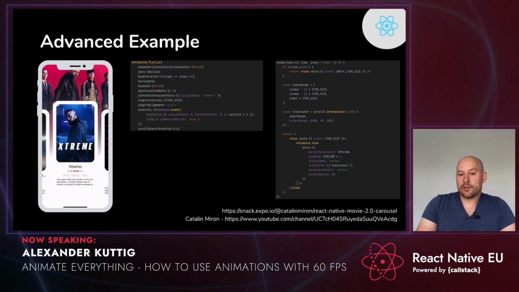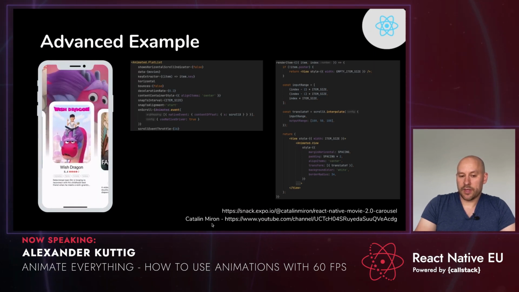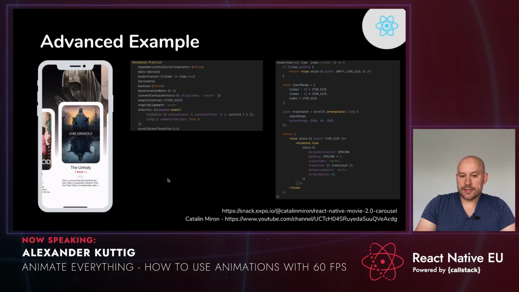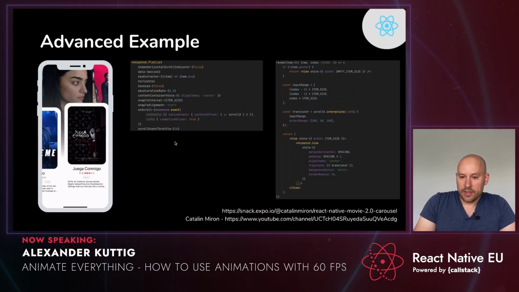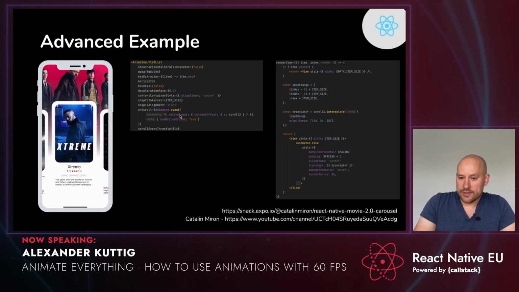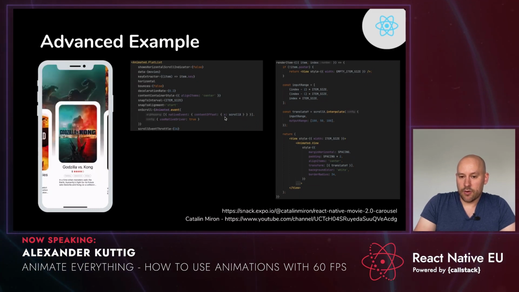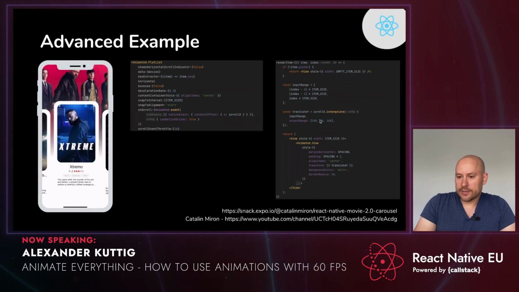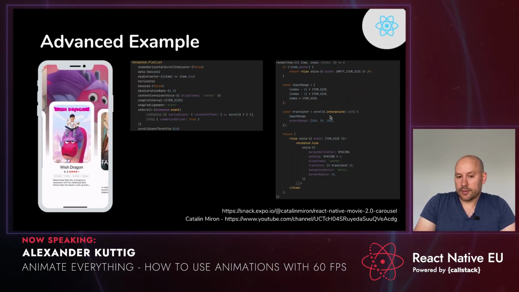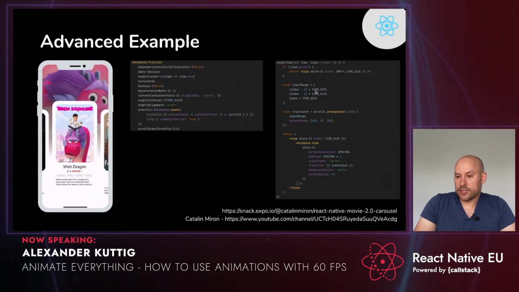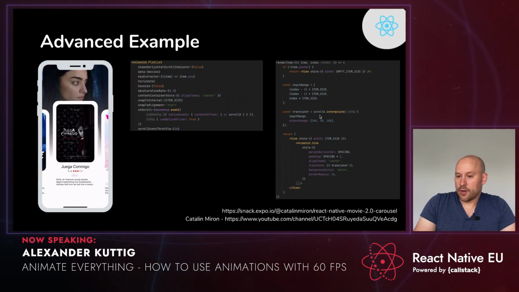Here we have a little more advanced example. This is taken from an awesome YouTube tutorial from Catalin Miron. I think he spoke here 2 years ago. And as you can see, it's also a scroll view or a flat list in this example. And it works the same, right? We have this animated event where we have the scroll value. In this case, it's the X value because it's a horizontal scroll view. We also use the native driver. What's different from the example before is that we don't have the interpolation just once in general, but we have the interpolation in every item. So for every item, we have an animated view which has its own interpolated value.